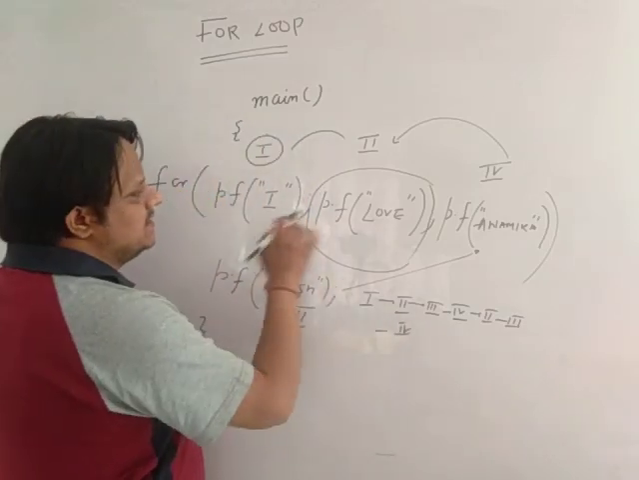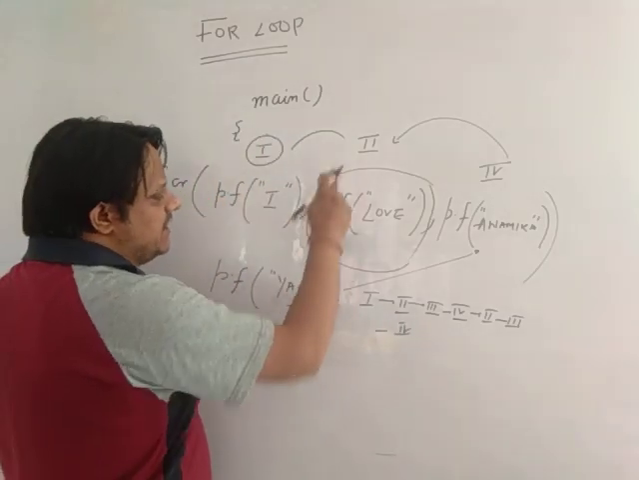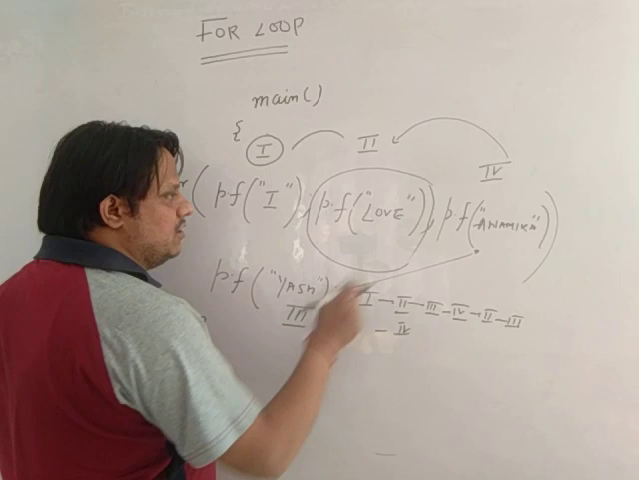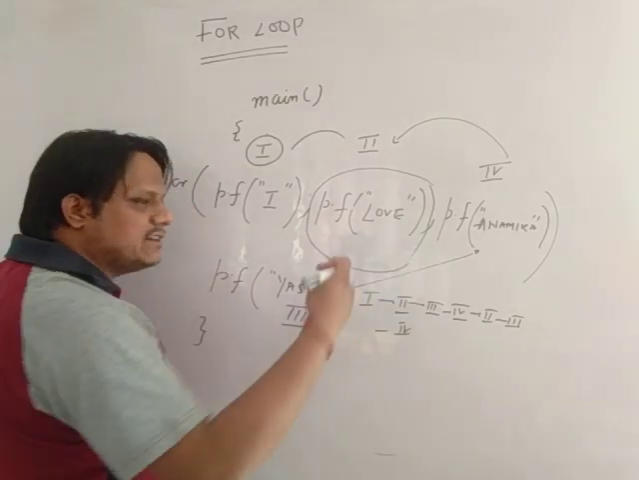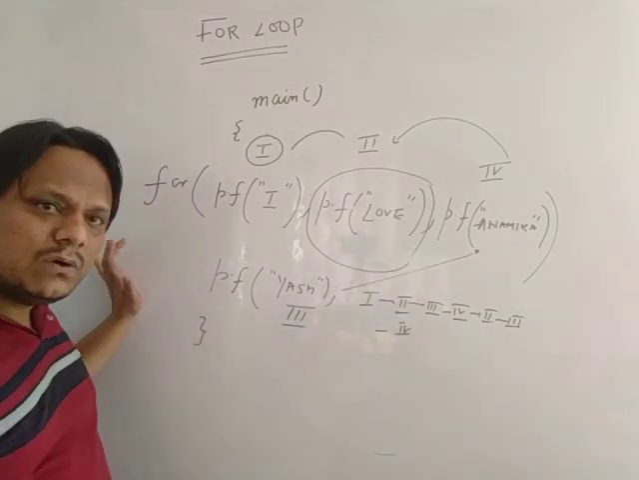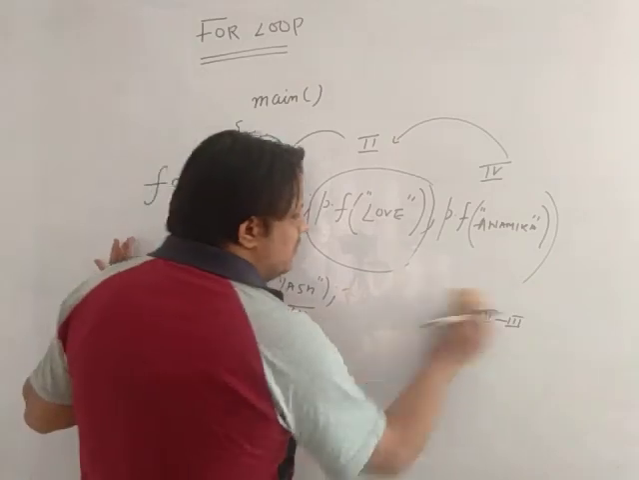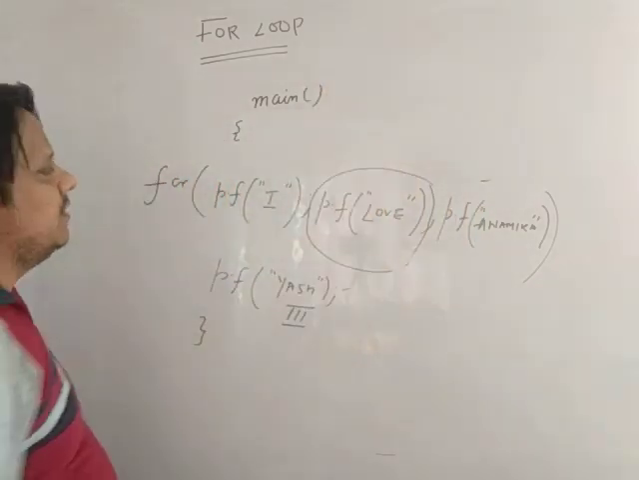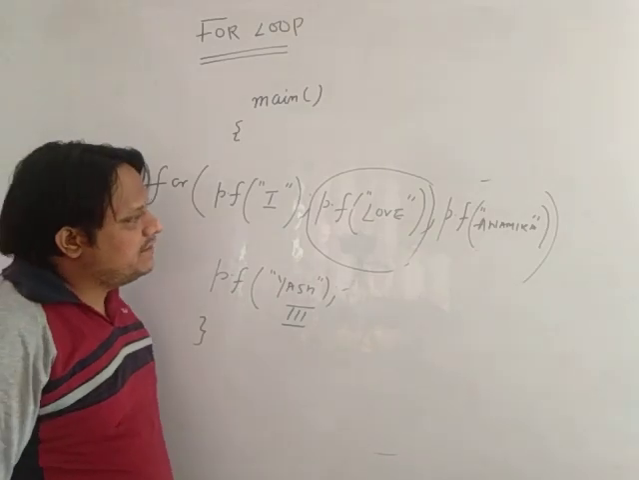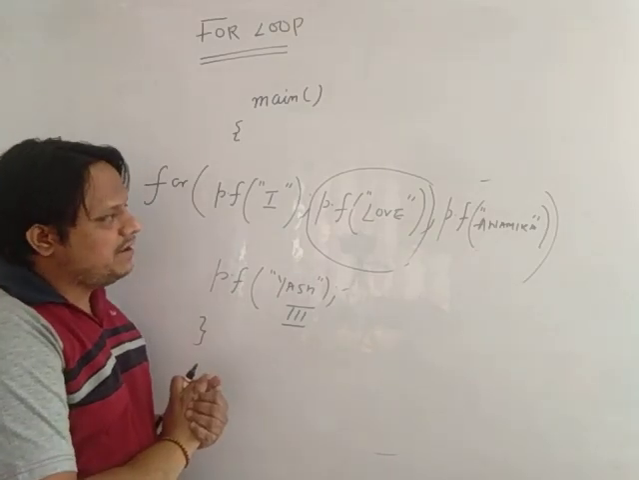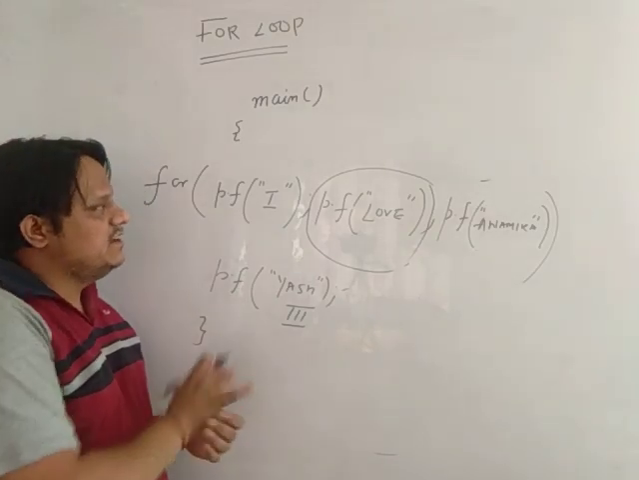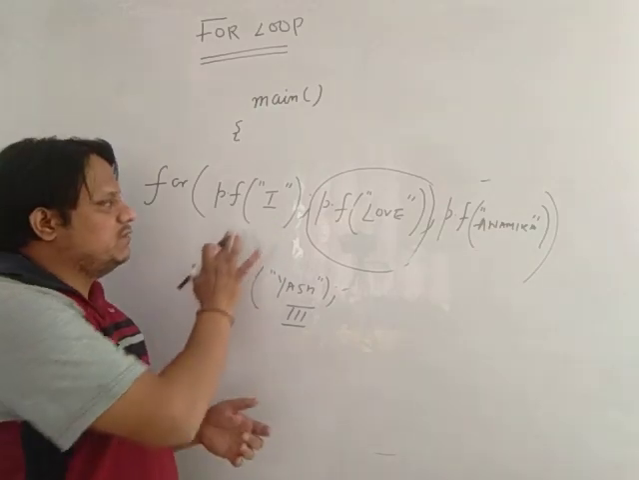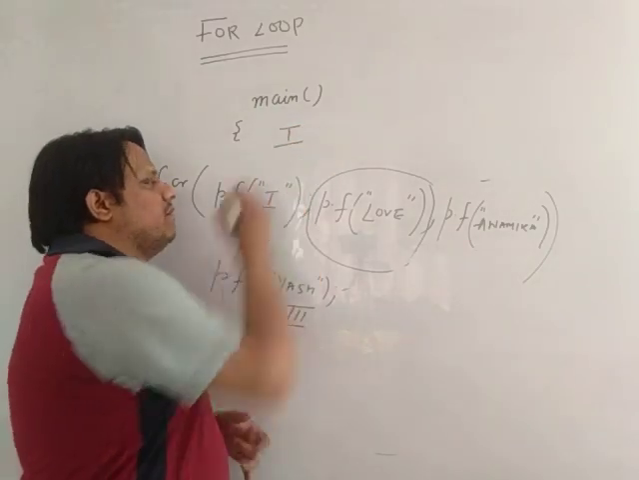So first, second, third, fourth, as long as the condition is true, right? So now given this code, printf I, printf love, printf Anamika, printf Yash. What is the answer? So printf is supposed to print something. So firstly it will print I, right?